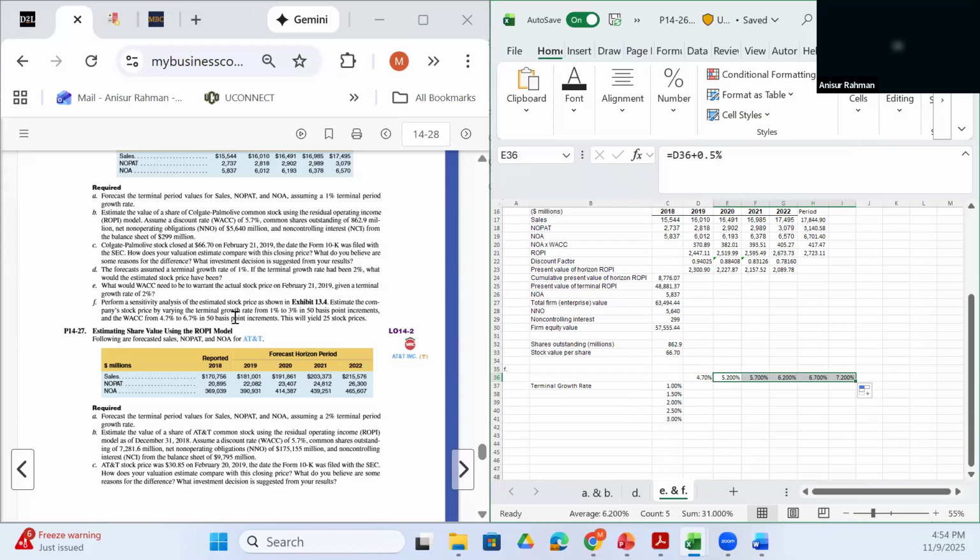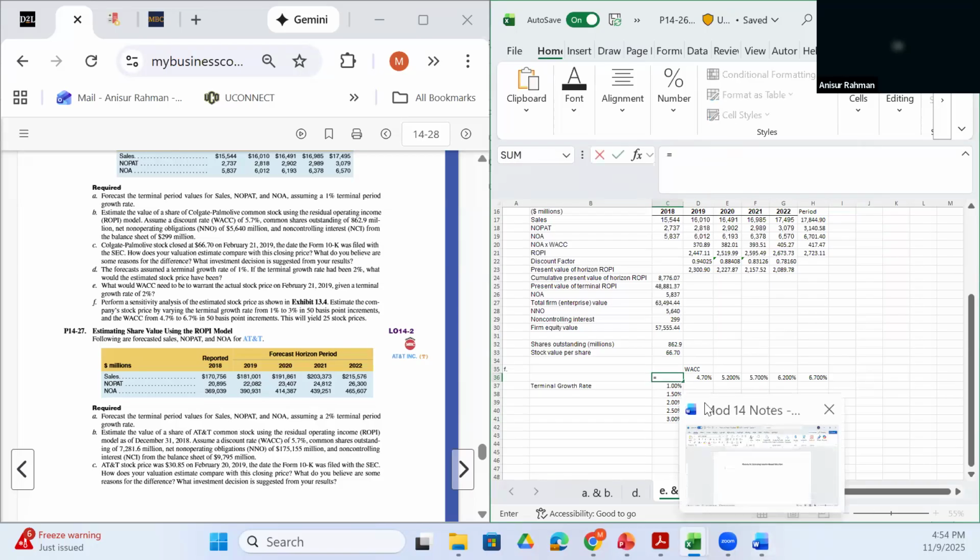Up to 6.7, so I don't need this. This is my WACC. Now, in this corner cell, you will make a cell reference, meaning enter an equal sign to the variable you want to estimate, which is the stock price. So this.